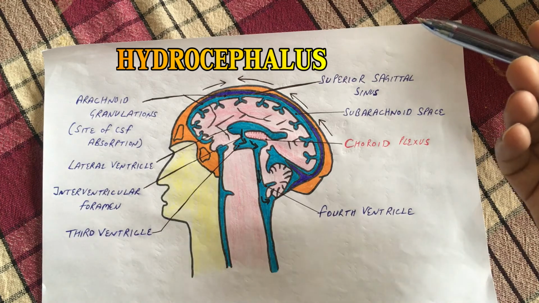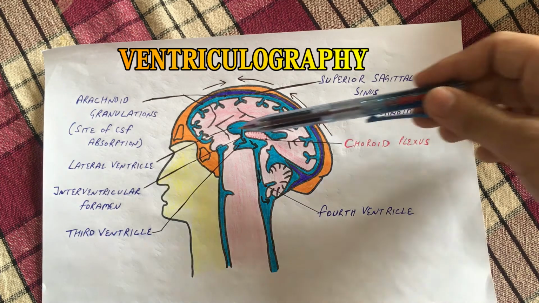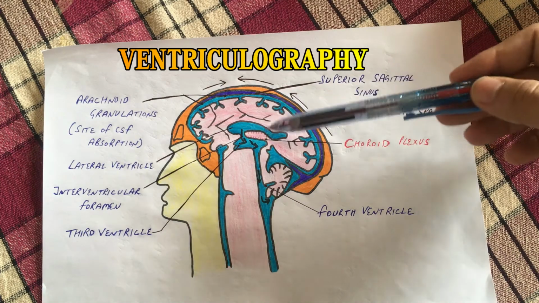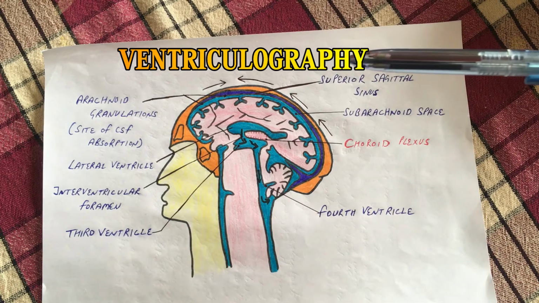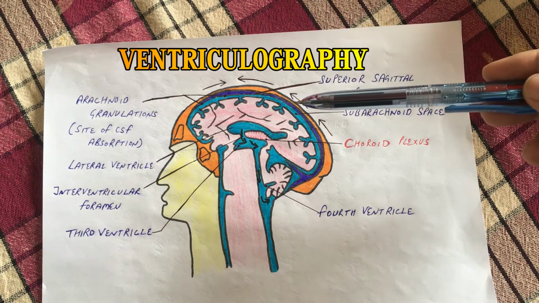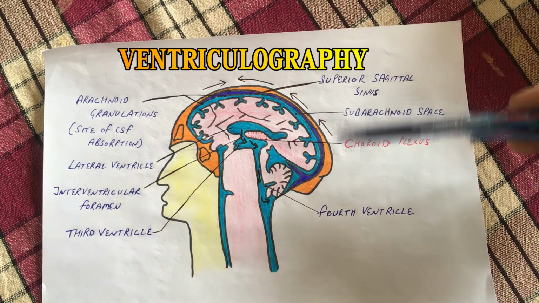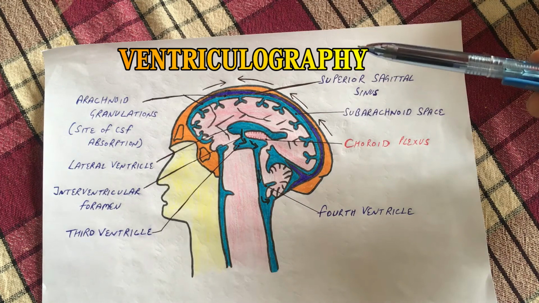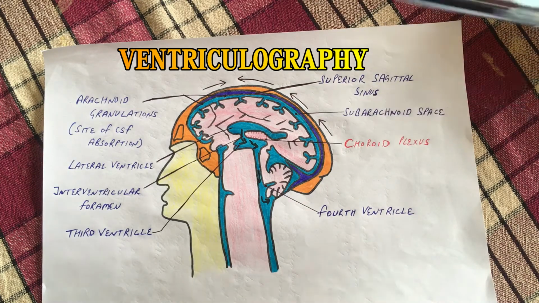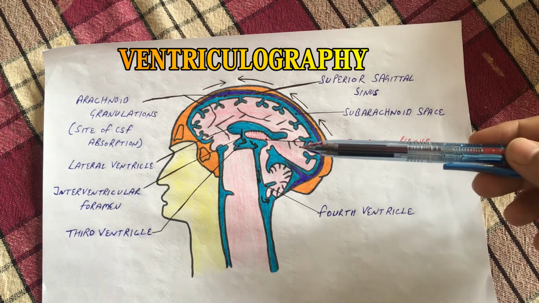Now coming to the second condition. The second condition is called ventriculography. That is, the ventricles of the brain can be studied in living subjects by taking a radiograph after injecting a dye, or you can say a radio-opaque dye, into the ventricular system. This procedure is called ventriculography. It is mainly used in children if there is a clinical condition known as hydrocephalus, which I have discussed earlier, or parts of the ventricle can also be seen using CT scan or MRI scans.